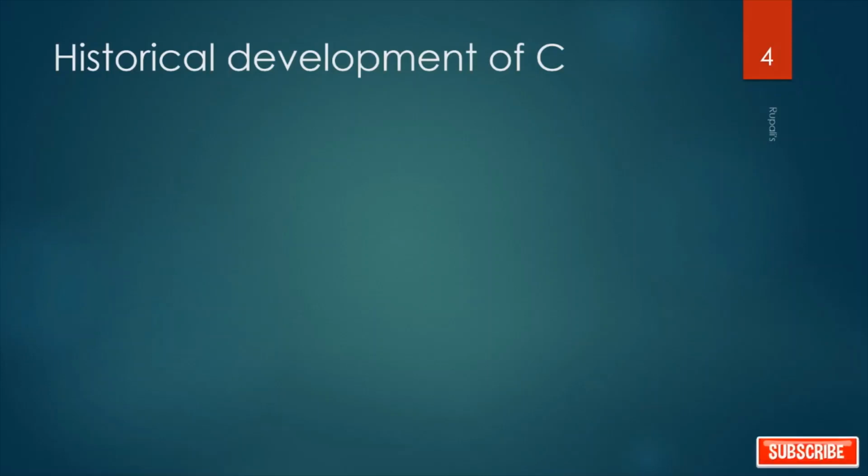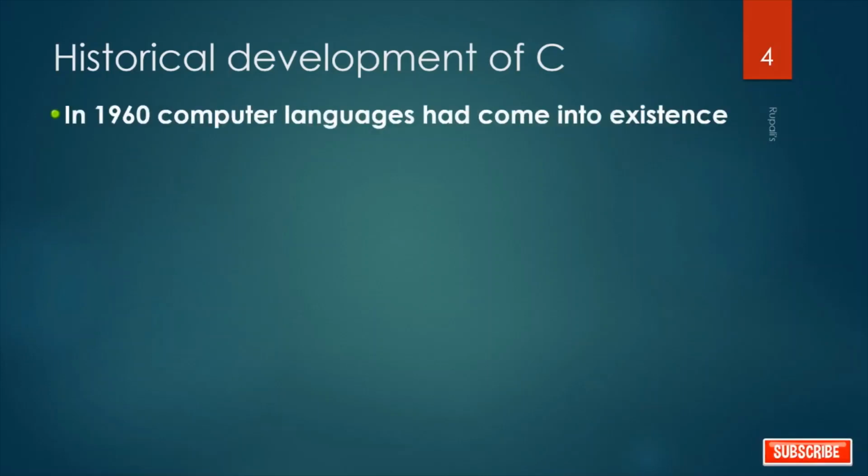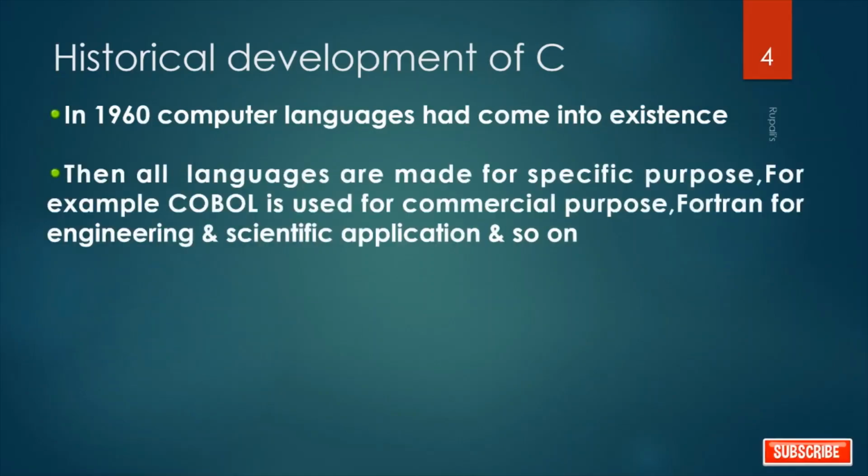Historical development of C. In 1960, computer languages had come into existence. Then all languages were made for a specific purpose. COBOL is used for commercial purposes, Fortran is used for engineering and scientific applications, and so on. At this stage, people started thinking that instead of learning and using so many languages, each for a different purpose, why not use only one language which can program all possible applications?